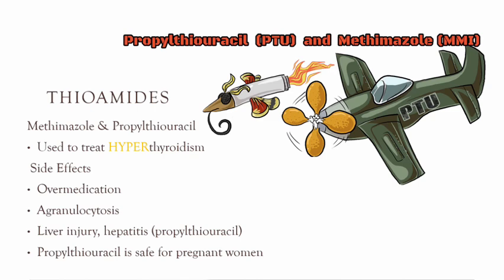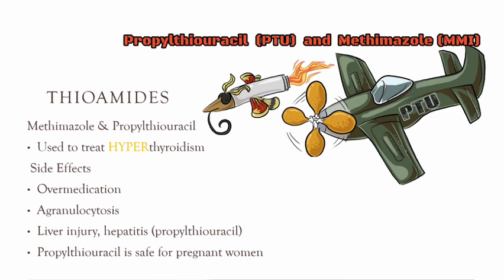The next type of medication we're going to talk about is PTU, propylthiouracil, and methimazole. These are both thionamide medications and are used to treat hyperthyroidism. We can also over-medicate or overgo the line and cause signs and symptoms of hypothyroidism. So we need to monitor for signs and symptoms of hypothyroidism when giving this medication.